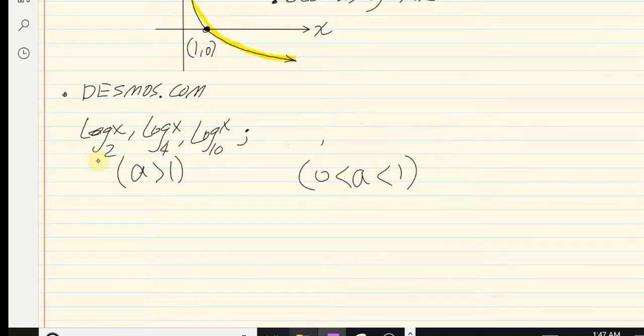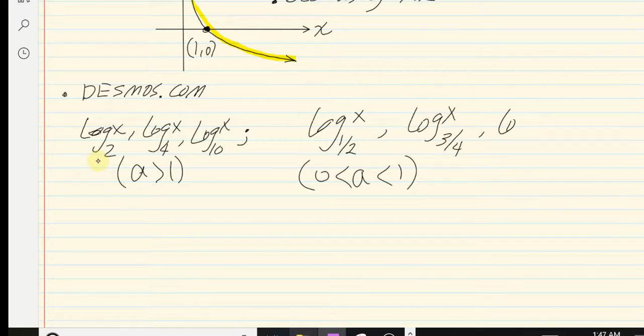And rather than doing 1/3 to the x, 1/2 to the x, 1/4 to the x, let's do these other ones. I'm going to make the base 1/2, and then separately, log base 3/4 of x, and then log base 1/4 of x. So we're going to do log base 1/2, 3/4, and 1/4. And the other ones were 2, 4, and 10. With that, I'm going to go now to that site, Desmos.